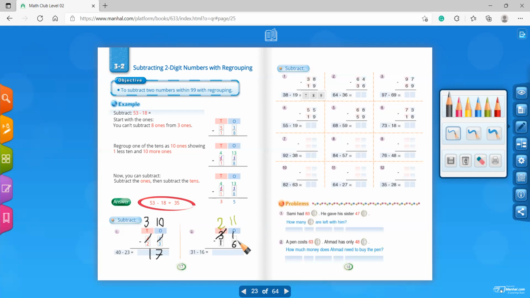11 minus 6. Yes. How much is it? Can you answer me? Yes. Bravo. 11 minus 6 is 5. Please write 5, teacher, inside the box. 2 minus 1 is 1. Bravo, teacher. Bravo.